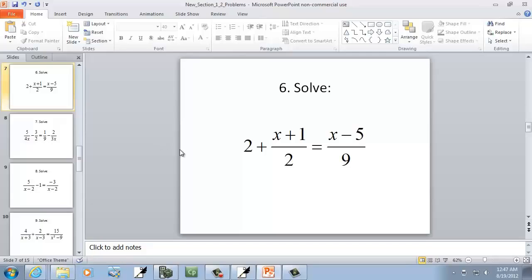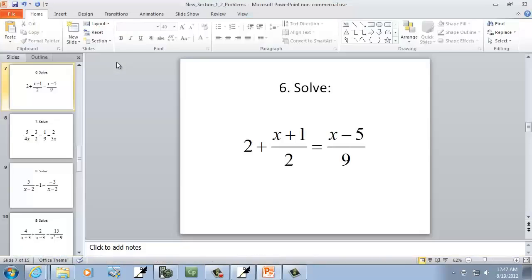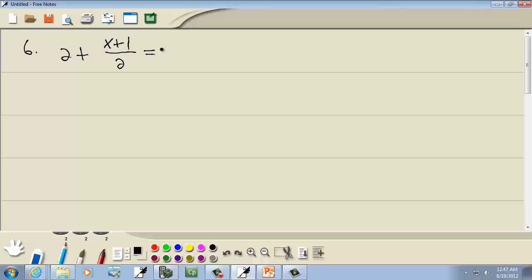And let's look at our last linear equation. Then we'll start talking about rational equations, which are very similar. 2 plus x plus 1 over 2 equals x minus 5 over 9. Okay, first step, get rid of parentheses. Don't have any. Second step, get rid of fractions. Multiply everything by the LCM of all your denominators. I got 2 and 9, so the LCM would be 18.